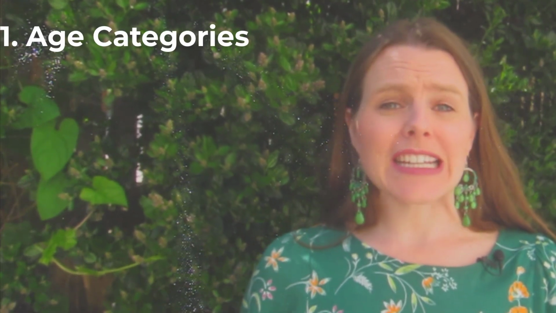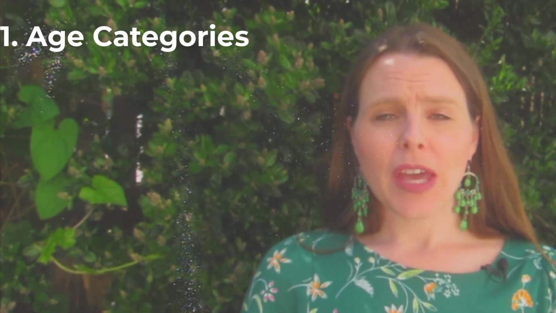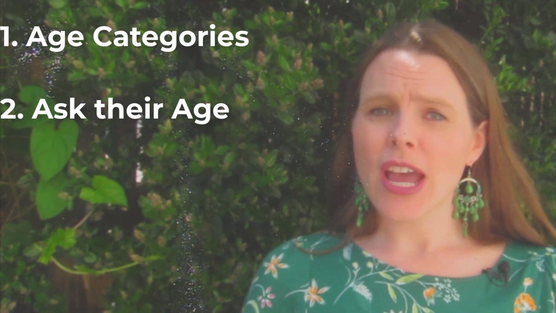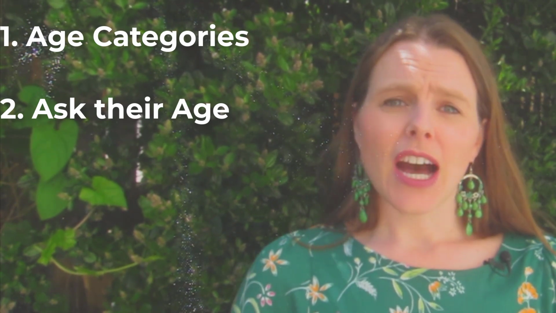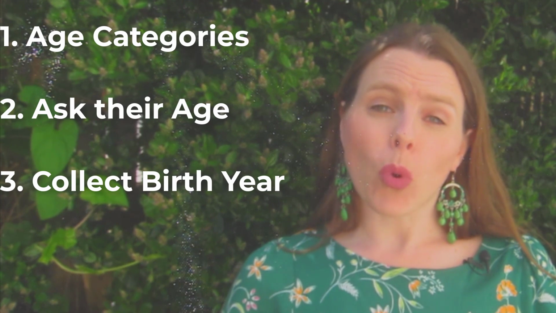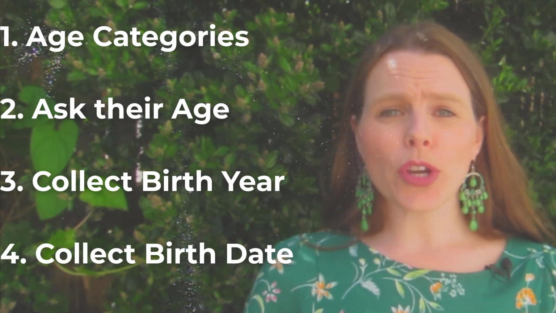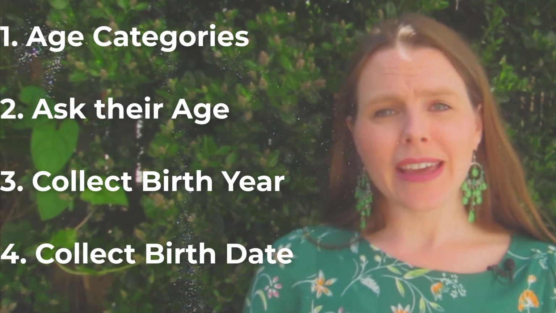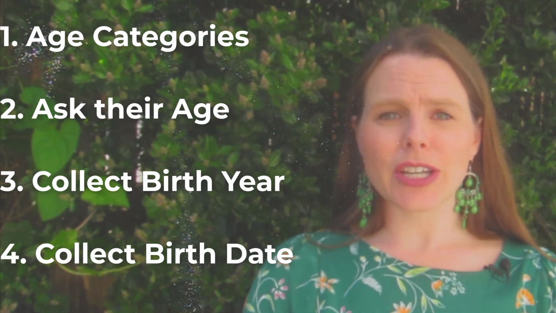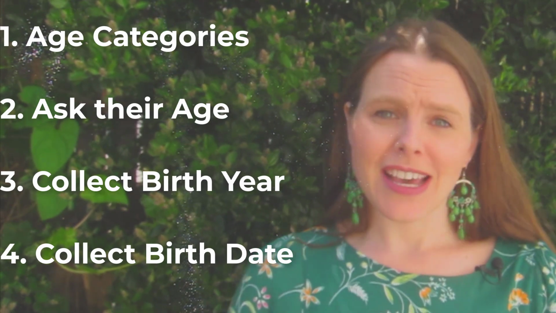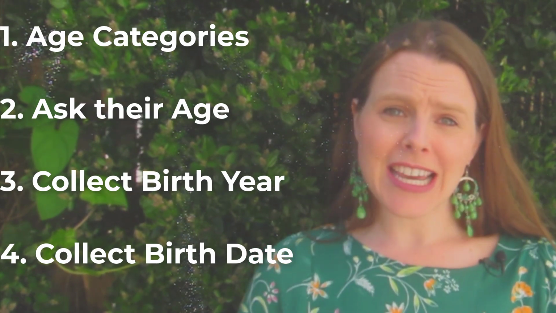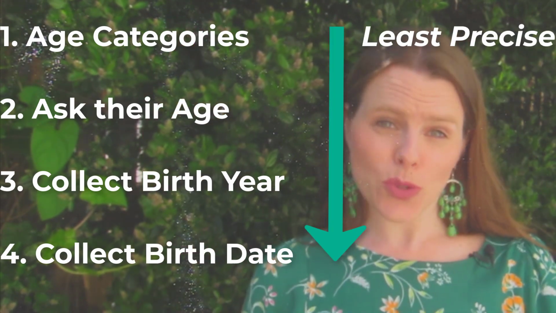1, you can have someone select the age category they fall into. Number 2, you can ask their age and select that age directly. 3, you can ask someone the year they were born and then calculate their age. Or 4, you can ask someone their exact birthday, including the day, month, and year. And this is the most precise. And those 4 methods of collecting age data go from the least precise to the most precise.